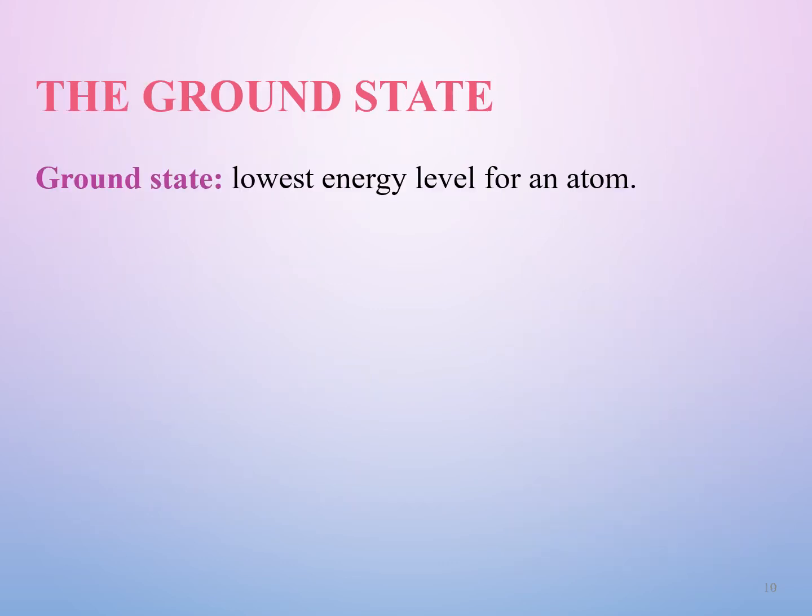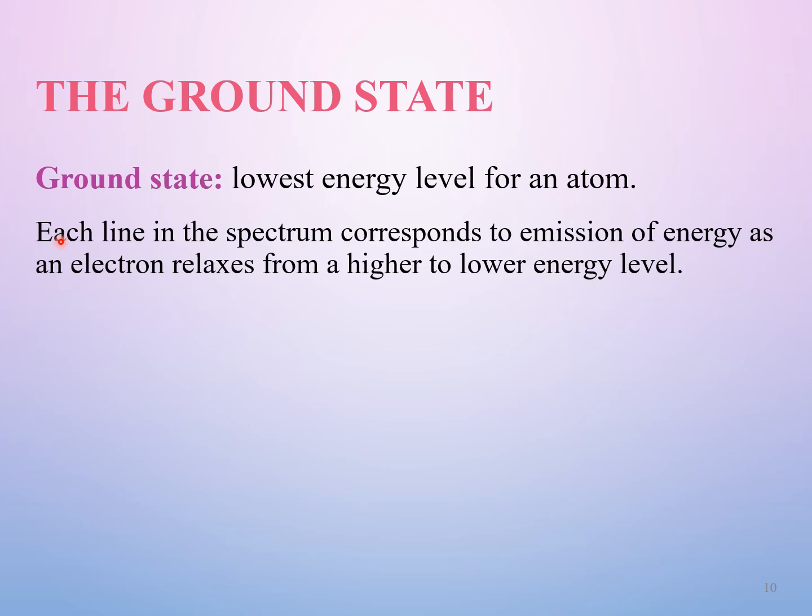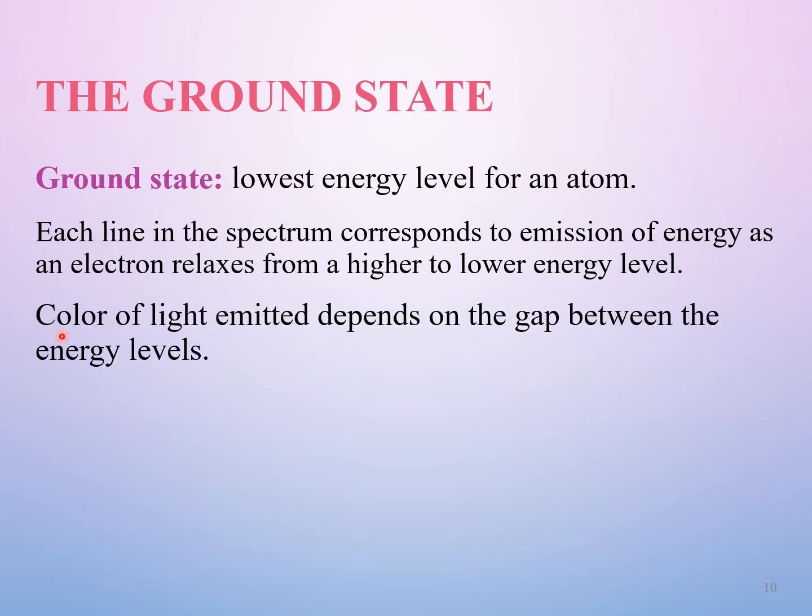So basically, recap. Ground state is the lowest energy level. Each line corresponds to an emission of whatever color it is, whatever the wavelength of the photon coming out. The color of light depends on the gap. The smaller the gap, the lower the energy, closer to red, if it's in the visible range. If it's high energy, it will be closer towards the purple color. If it's even higher, it goes into the UV range, and you can't see it anymore.